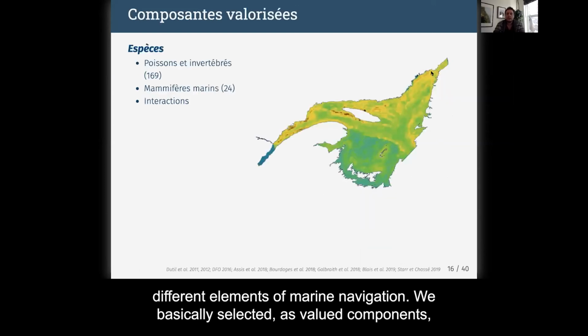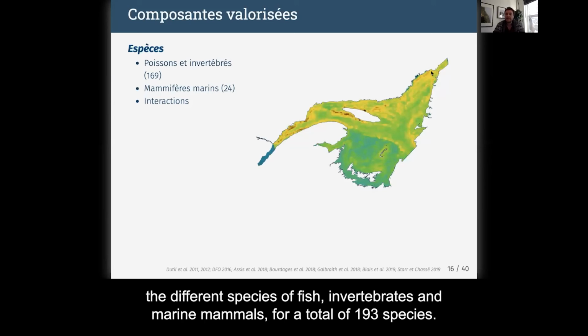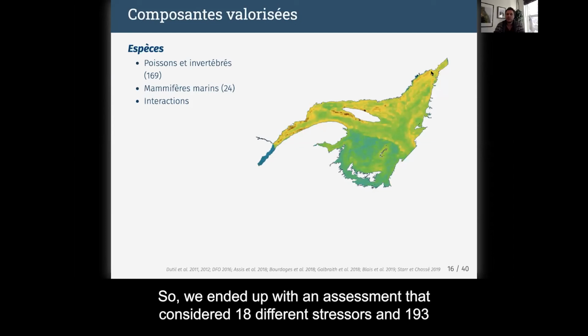Et on a essentiellement choisi comme composantes valorisées les différentes espèces de poissons, invertébrés et mammifères marins dans le système, pour un total de 193 espèces. Donc, ça nous fait finalement une évaluation qui considère 18 stresseurs différents et 193 espèces dans notre système.